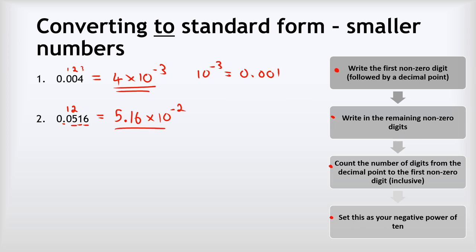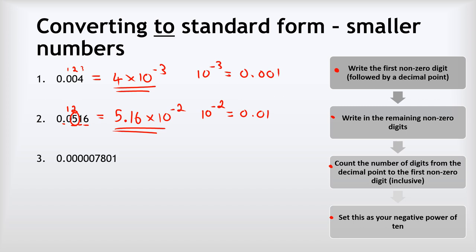Now again, let's do our little sense check. So 10 to the minus 2 is the hundredths. So 0.01 is 1/100. And so we should be getting an answer in terms of hundredths. And again, that's what we've got. That 5 there is in the hundredths position. And so we can be confident that that's the right answer.